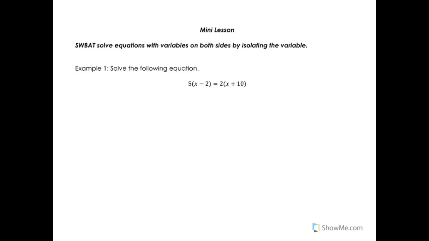So here we have the equation 5(x - 2) = 2(x + 10). And our job is to figure out what is the value of x that gives us the same thing on both sides of this equation.